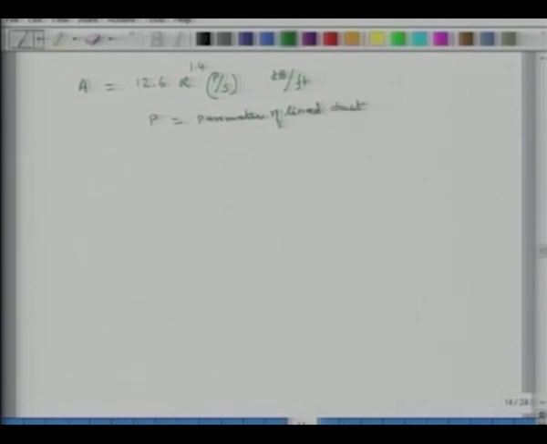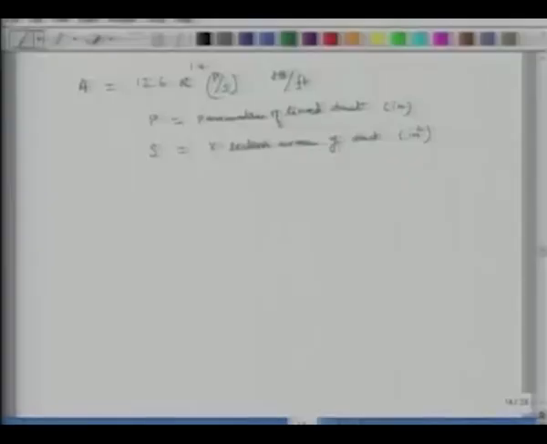Okay, and this is in inches, so you can convert it into meters. And then S equals cross section area of duct, so it is an inch square. So it's trivial to figure out how to reframe this particular relation in SI units. So what we'll do is we'll do an example.